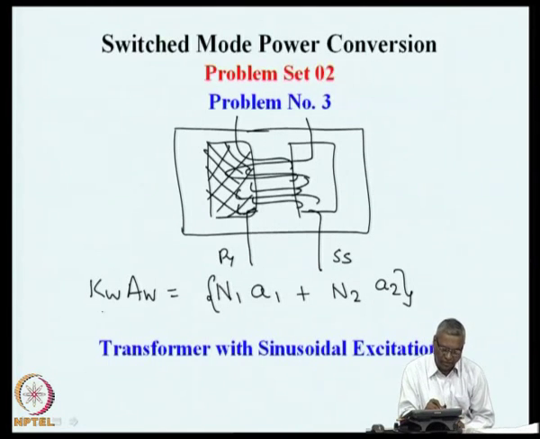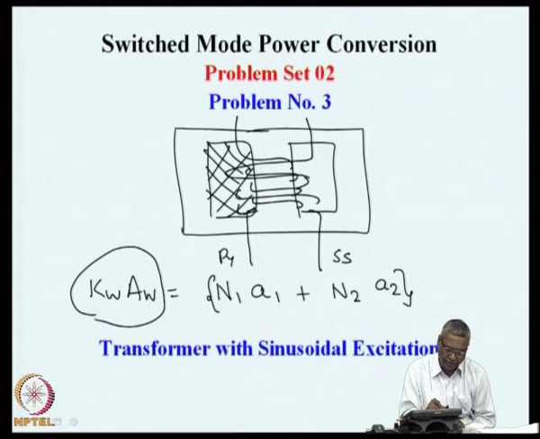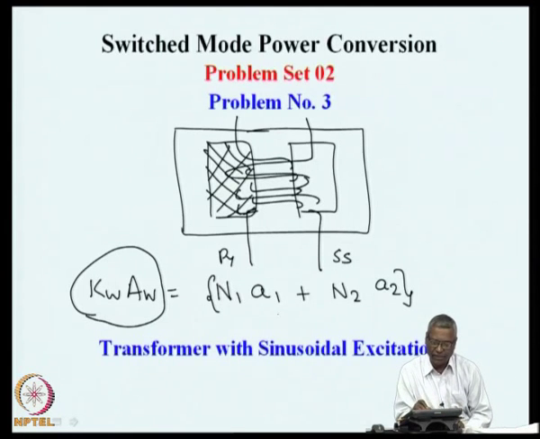So, we might say that the window area that is utilized for accommodating the copper in the conductors is a fraction of the window area, that is the sum of the primary copper area plus the secondary copper area. Primary copper area is primary turns multiplied by primary area of cross section. Secondary copper area is secondary turns multiplied by secondary cross section area.